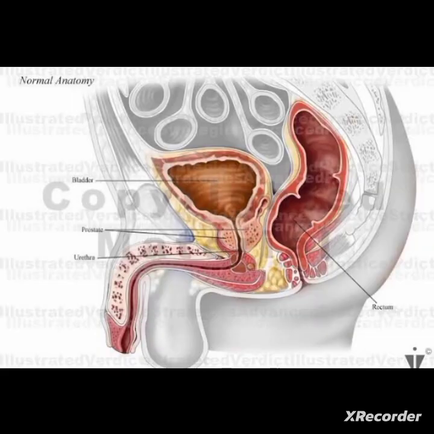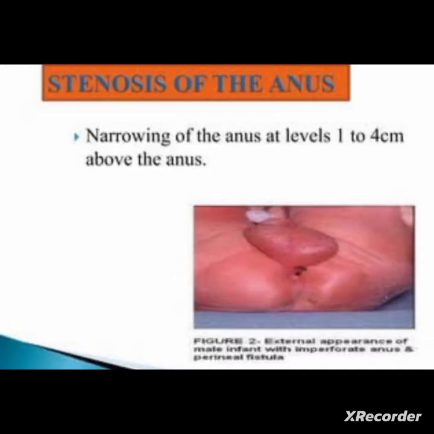This is the normal anatomy of the anorectal canal. So the rectum continues as the anus, the anal canal. Here there is abnormality, fistula development, agenesis or atresia formation in this area. That's why it is known as anorectal malformation. Now we can see which are the common types of anorectal malformation.